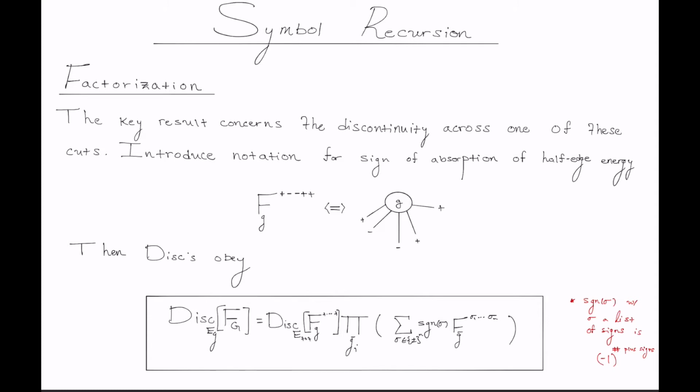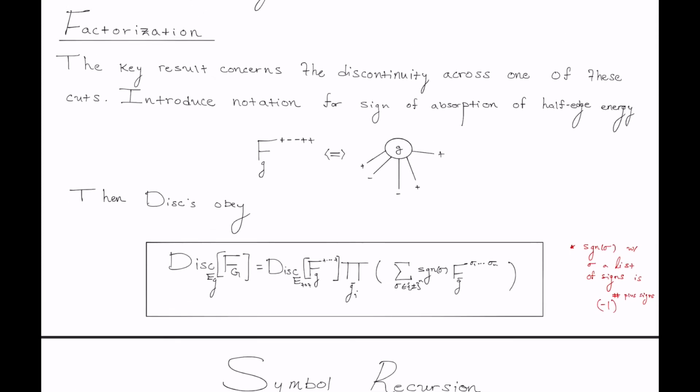Given this bit of notation, we have that the discontinuity associated with a subgraph g, a connected subgraph, which occurs across the cut, beginning at the branch point when E_g goes to 0, is equal to the total energy discontinuity of F_g, the contribution from just that subgraph g with all plus signs, times the product over all of the complementary subgraphs of this subgraph g, where within each product here, we sum over all ways of absorbing either positive or negative energy on each of the half edges, with the sign being -1 to the number of plus signs on these half edges.